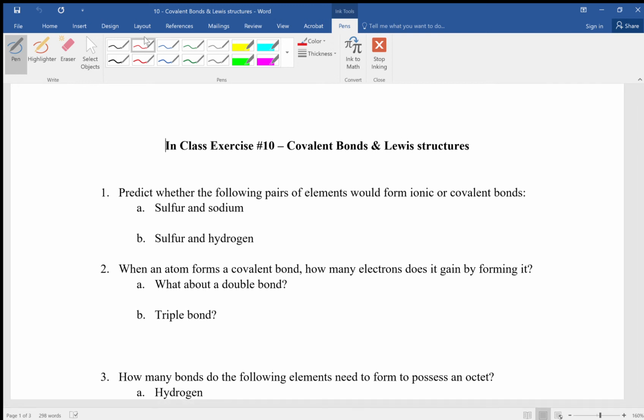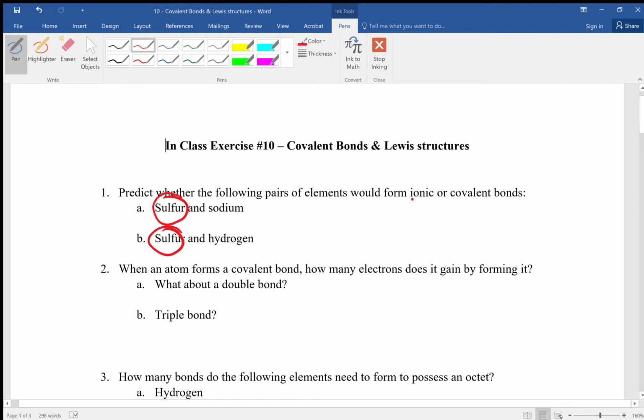Now we're going to go over our Lewis structures. So we start out by looking at a couple of pairs of elements, and we want to know if they form ionic and covalent bonds. In both cases we have sulfur. Sulfur we know is a nonmetal.